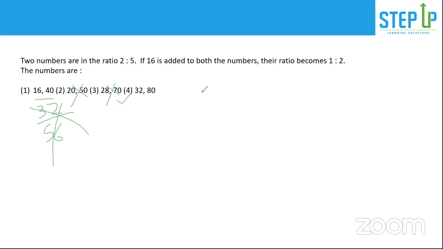No formula, nothing. The second option is whenever you're talking about the ratio of two numbers, it's very simple, guys, right? If two numbers are in ratio 2 is to 5, that means one number is 2x and the other number would be how much? It would be 5x, right?